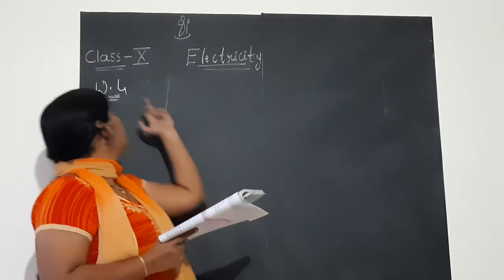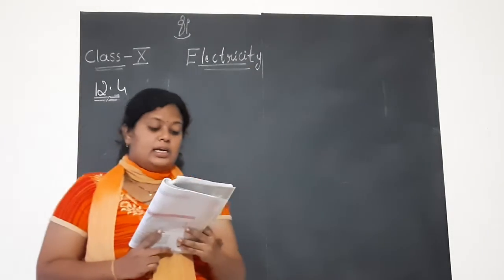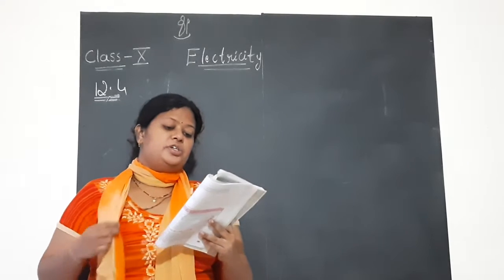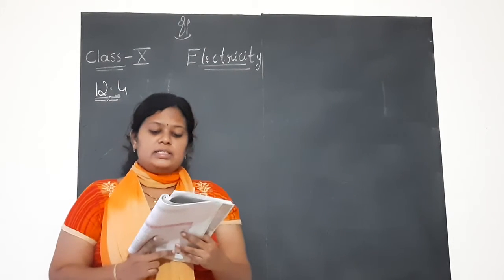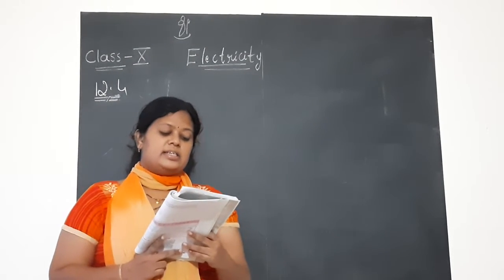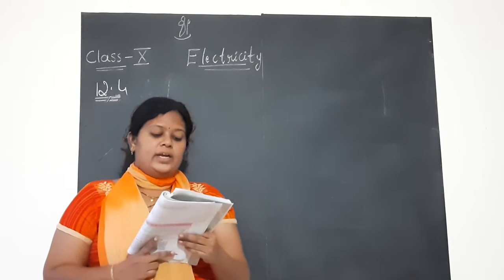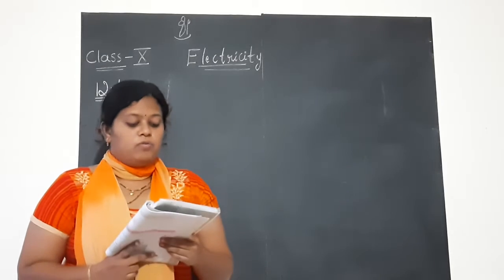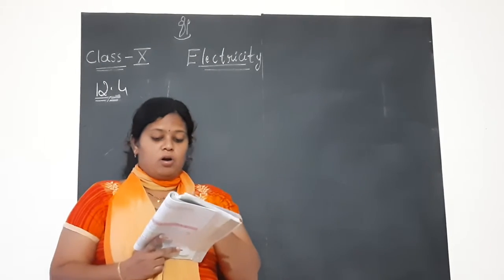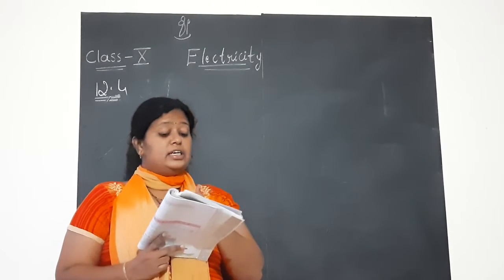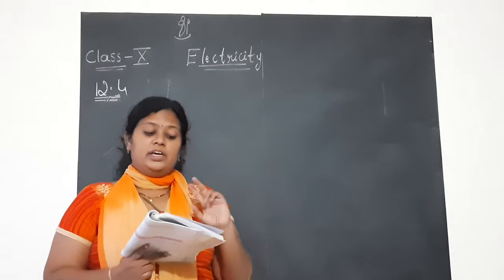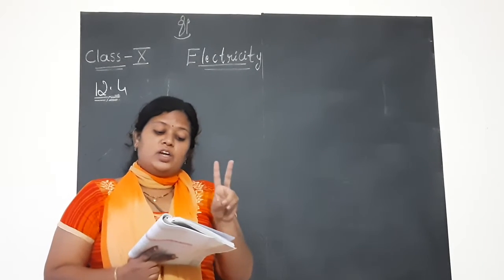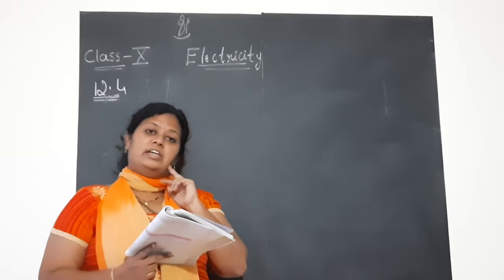Example 12.4, children. The question is: the potential difference between the terminals of an electric heater is 60 volts. When it draws a current of 4 ampere from the source, what current will the heater draw if the potential difference is increased to 120 volts? Here, two values of voltage and one value of current are given.